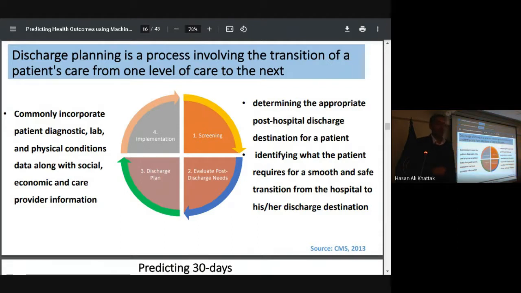And the third point, we look at diagnostic factors. We incorporate diagnostic labs, physical conditions, and social and economic factors. Is the person single, or is there a family member who can take care of them? Based on that, we plan the discharge. Discharge planning refers to a process involving a transition of patient care from one level to another, maybe from the hospital directly to home, or to hospice, or to a physiotherapist, based on the factors that we determine.